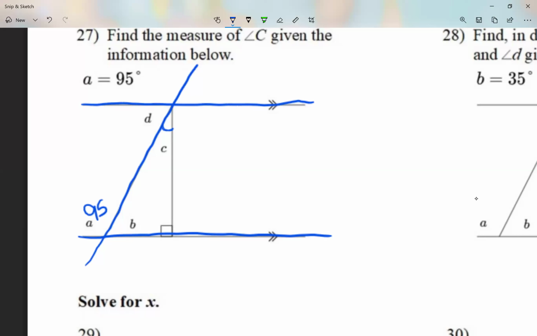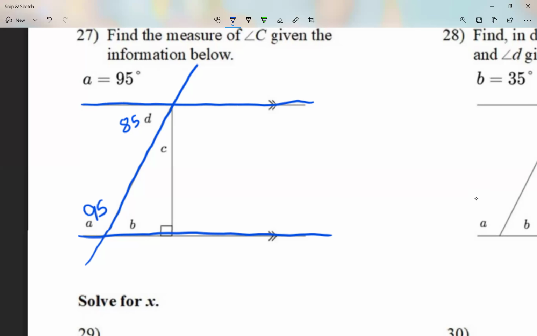Okay, so now angle D, I'm gonna say angle D is 85 degrees. How do I know? Because those two angles have to add up to 180. So I just went 180 minus 95. It gave me 85. So angle D is 85 degrees. Remember, I'm solving for angle C. Okay, so now I think I can figure out angle C.